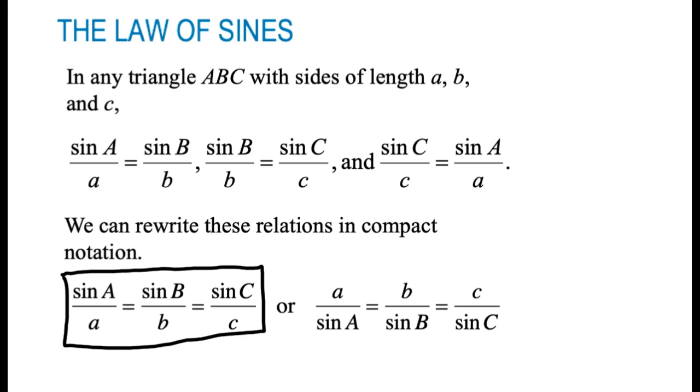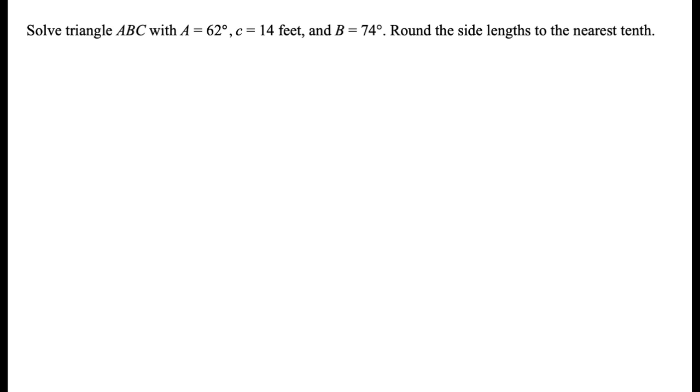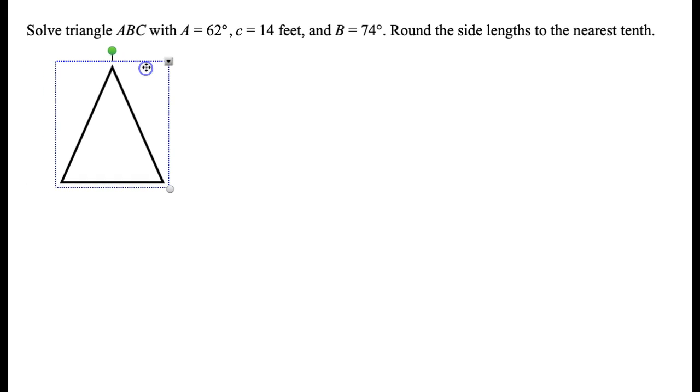So let's go through an example. In this problem, it says solve triangle ABC, where we know angle A is 62 degrees, side C is 14 feet, and angle B is 74 degrees. So let's start by drawing a picture. Draw a triangle. It doesn't really matter what the triangle looks like. Put it over here a little bit, and then label our pieces.